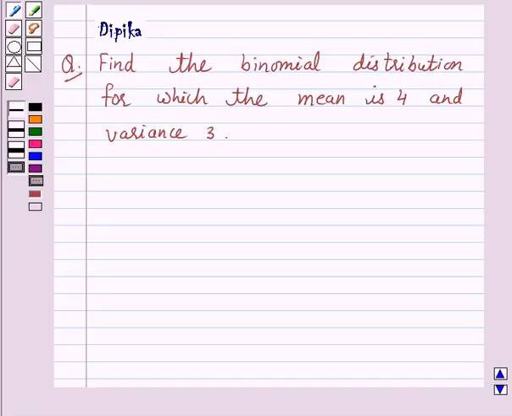The question says, find the binomial distribution for which the mean is 4 and variance 3.